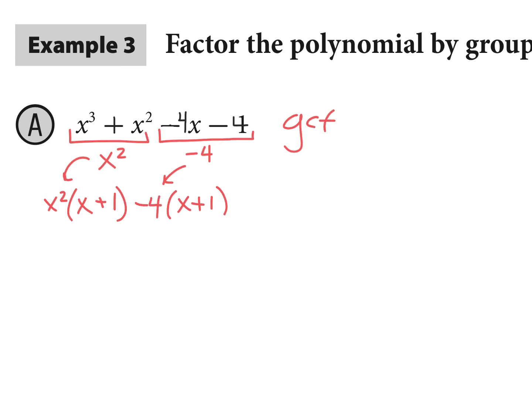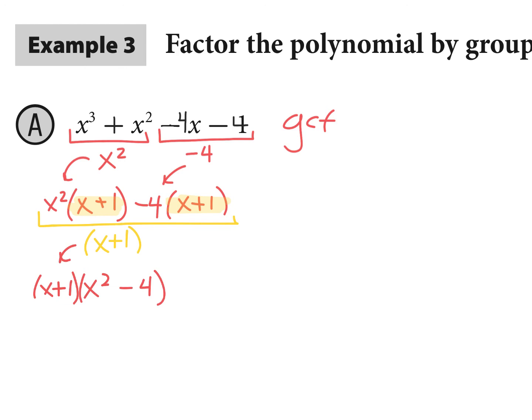And what you should notice, one of the most important things to notice here, is that these 2 factors should match. Because the reason is that now we're going to take the GCF out of this entire set, and the GCF is x plus 1 because they match. So if you take x plus 1 out, you are left with x squared minus 4, and then this GCF of x plus 1 comes to the front.